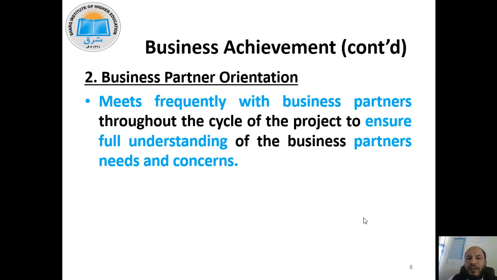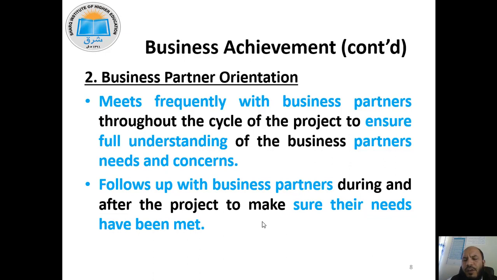They should ensure that each partner of the project has a good understanding about the project. The project manager should understand the needs of the beneficiaries. They should understand the needs of the stakeholders. They should know about the concerns of all these people. So that's why we may say that it is one of the competencies, one of the skills of the project manager, that he should have frequent meetings with the business partners, and he should understand their needs and their concerns.